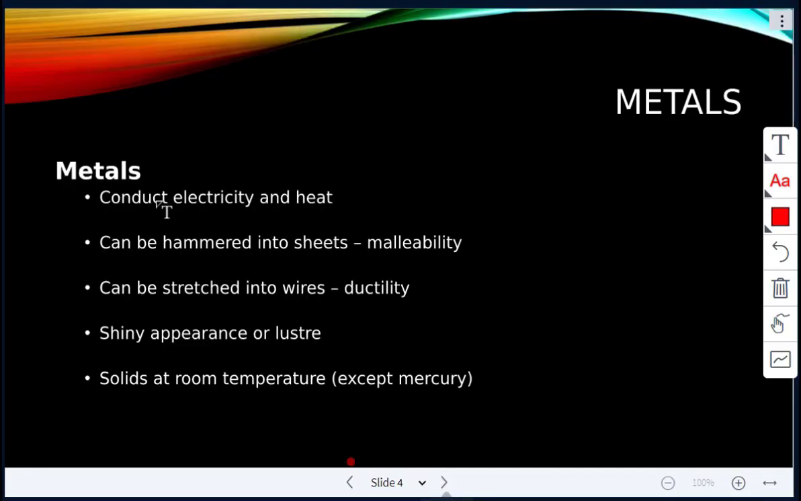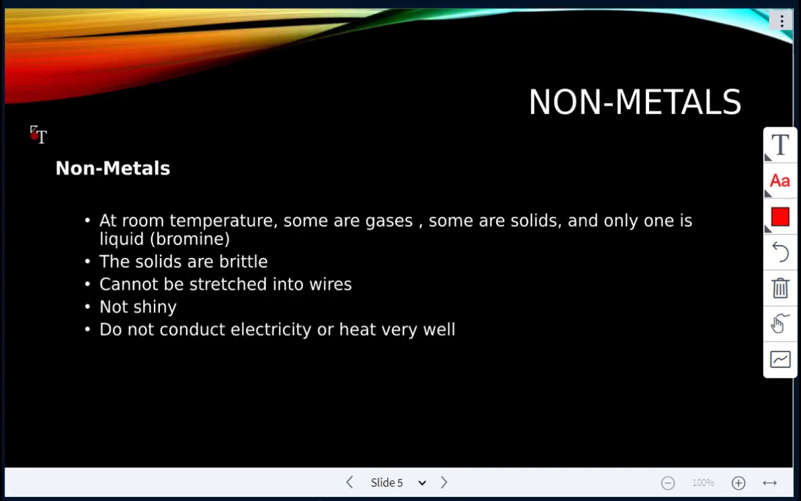Those are some properties of metals. Next, we'll talk about nonmetals. Nonmetals at room temperature can be either gas or solid or liquid. For example, there is only one that's liquid at room temperature, that's bromine. The rest are either gases or solids. The solids are usually brittle. They cannot be stretched into wires. They're not shiny, and they do not conduct electricity or heat very well.